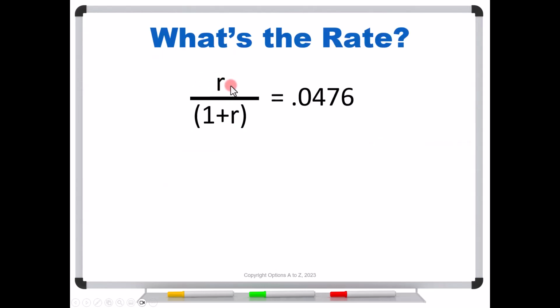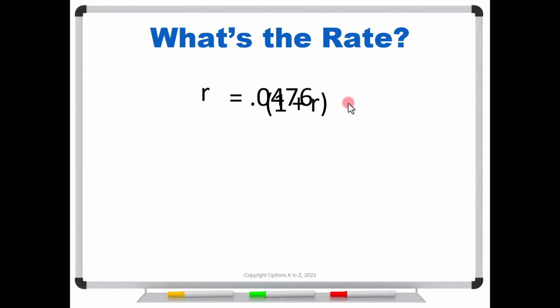You're taking the interest rate, the true interest rate of the market, divided by 1 plus that rate, and setting it equal to this implied rate that we've found out so far, 0.0476. So let's multiply both sides by 1 plus r. That's going to swing this over to this side. We get r equals 0.0476 times 1 plus r. So most of you will remember when you get this, you have to multiply this 0.0476 by 1, and then you have to add it to 0.0476 times r.